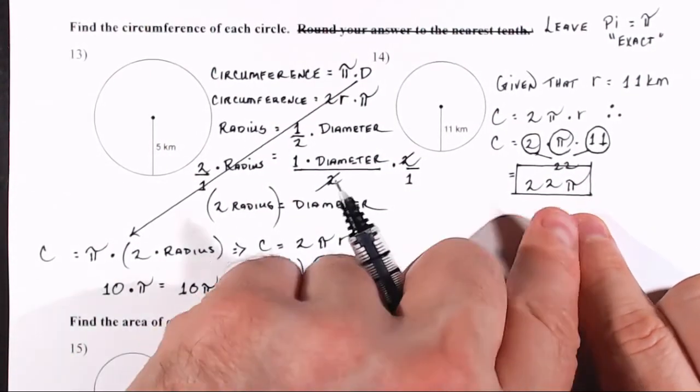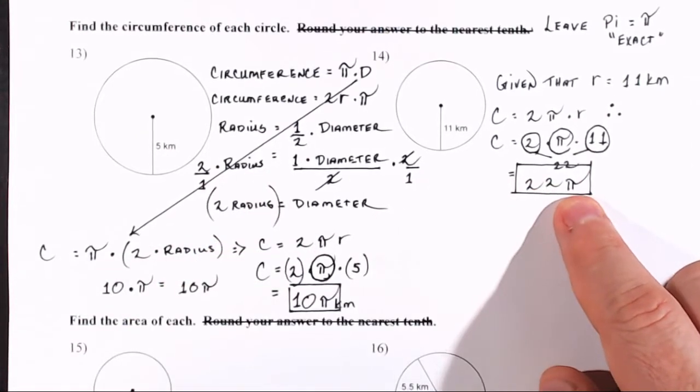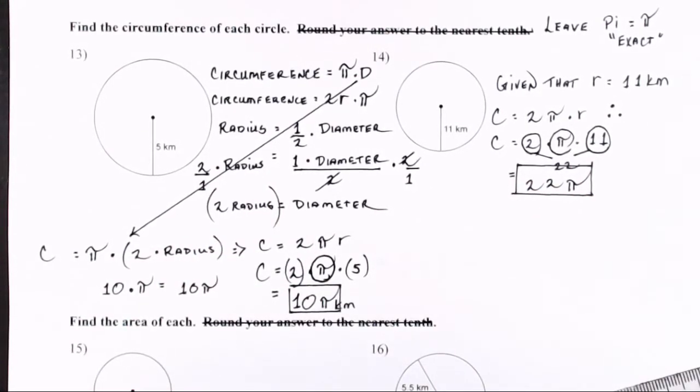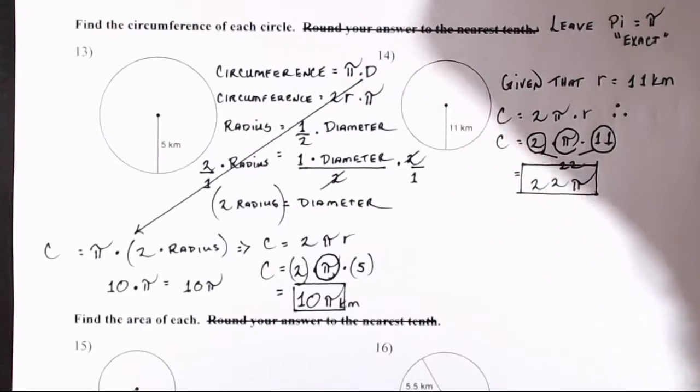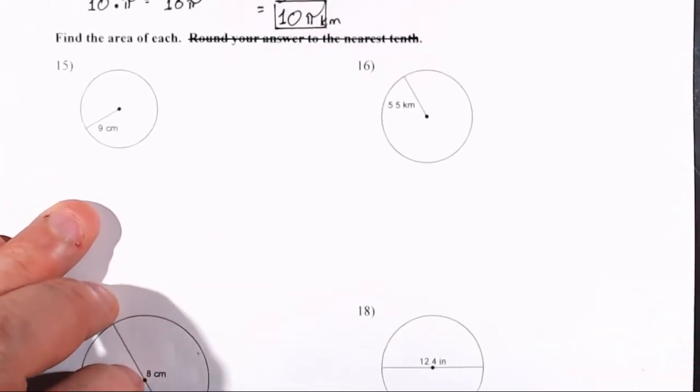We're just going to leave it as an exact value right there. That's called a constant. We're going to leave that as an exact value, just as the pi symbol. Okay. Moving on to area.